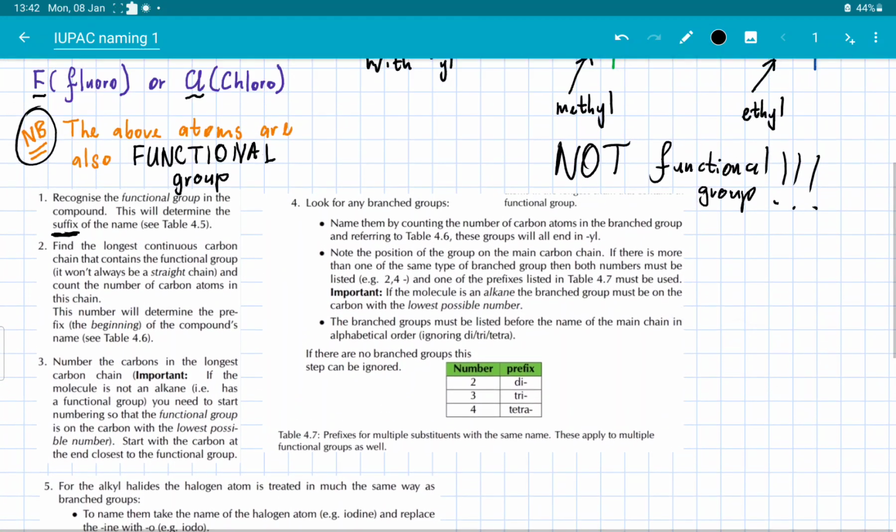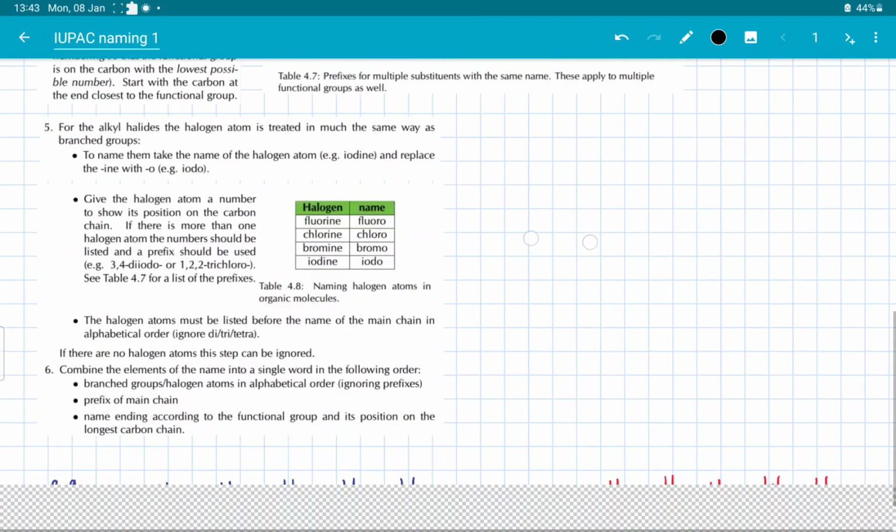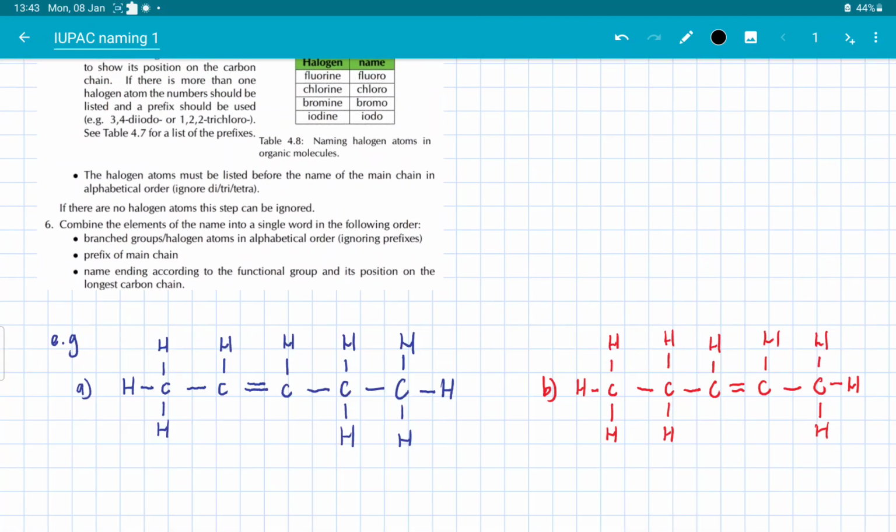Let's read rule 2. To find the longest, I think I just mentioned that part. Very important part: the longest continuous chain that contains the functional group. Find the longest continuous chain that contains the functional group. I go to my 2 molecules. I happen to have 2 molecules that are straight molecules. So for rule 2, both chains are the main continuous chain. I don't have extra chains here, side chain or alkyl group.